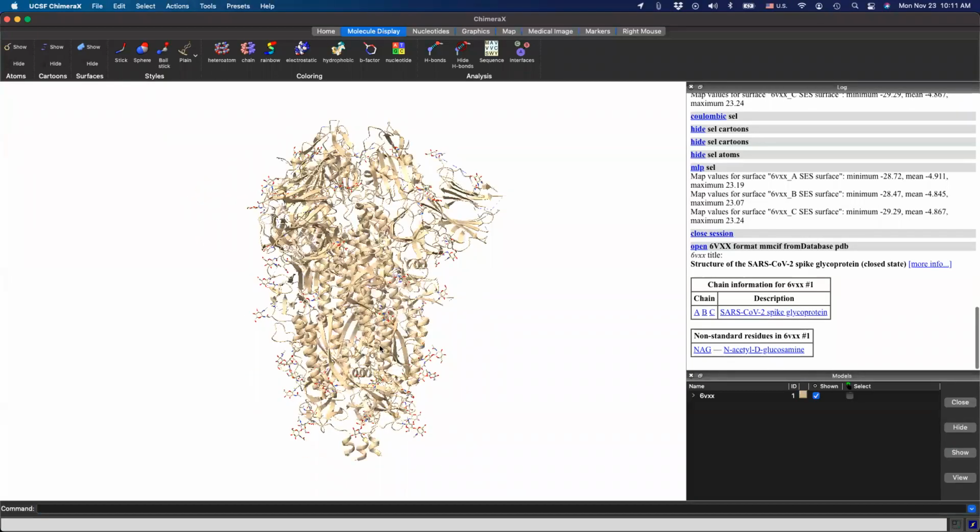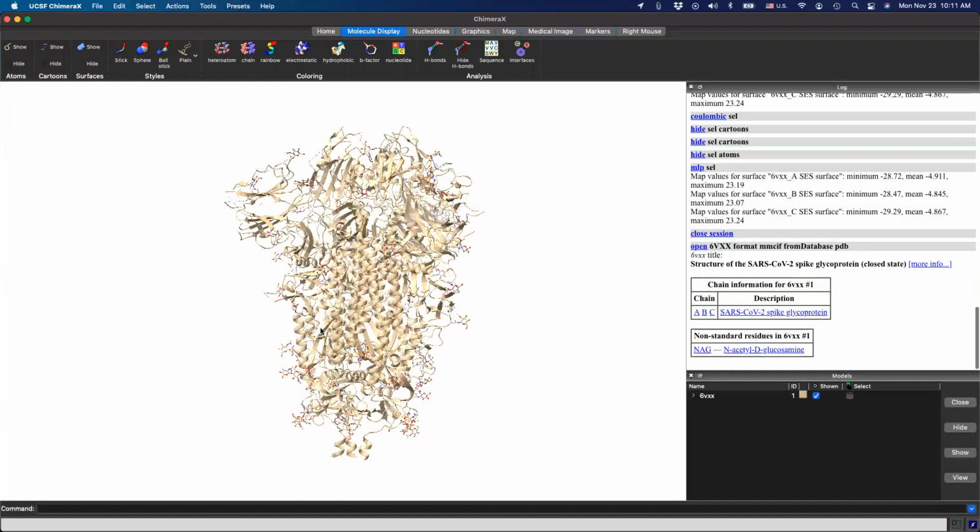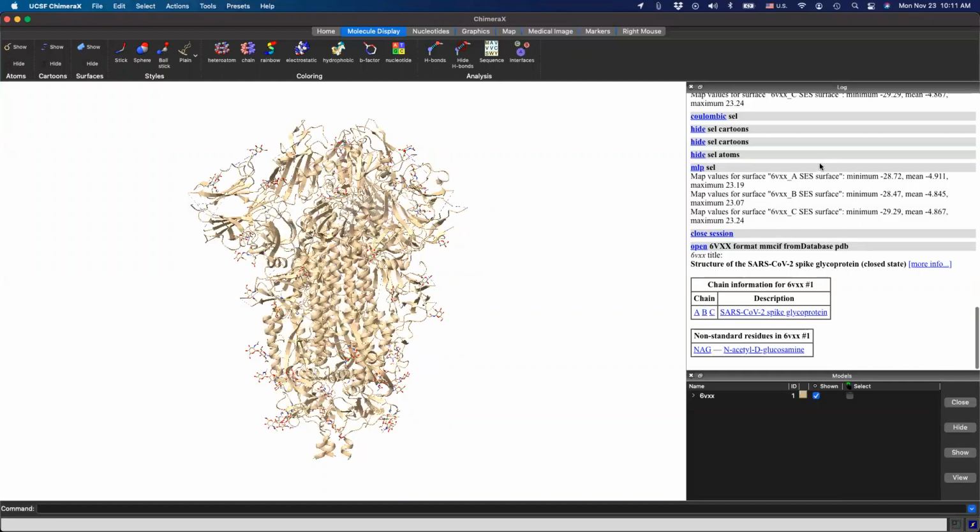Briefly, let's take a look at this model. Once you open a model, it will come up here on the side with some information about what we just did. If you want to do it without downloading, you can use this command line to call different commands and open or change the way that this model looks. So here we have the 6VXX model, and you can see that it has 3 different chains, right? So we can look at one chain.